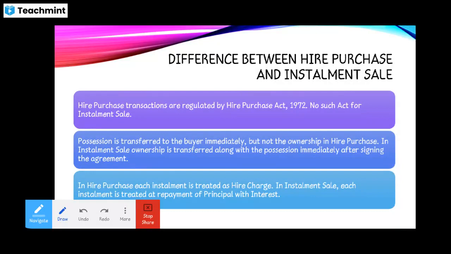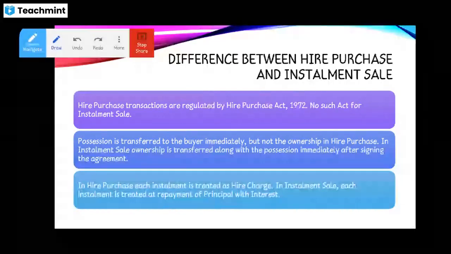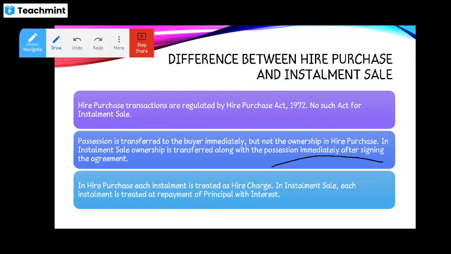Then possession. In a hire purchase transaction, the possession is transferred, but the ownership is not transferred to the hire buyer, or we can call him hirer. In hire purchase, ownership is transferred only when the last installment is paid. But in installment sale, the ownership is transferred immediately along with the possession itself.